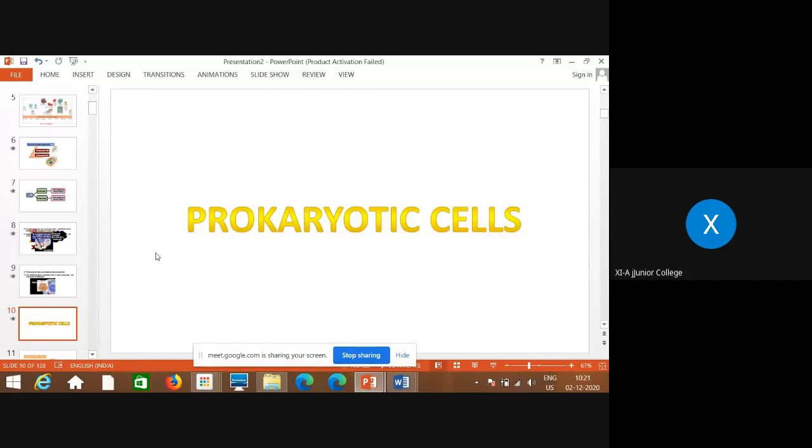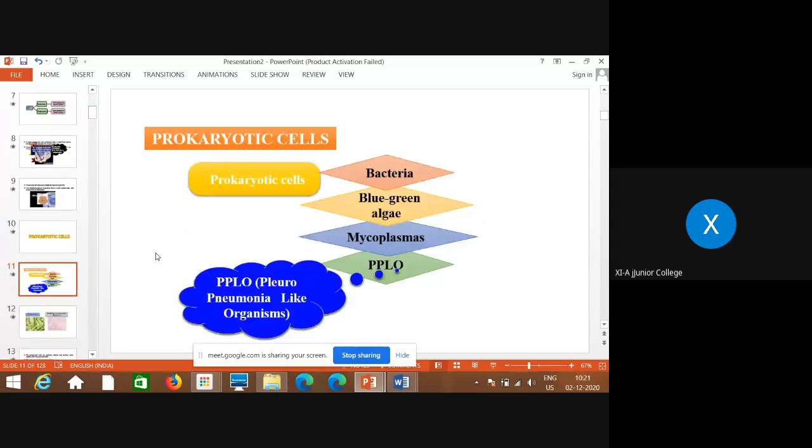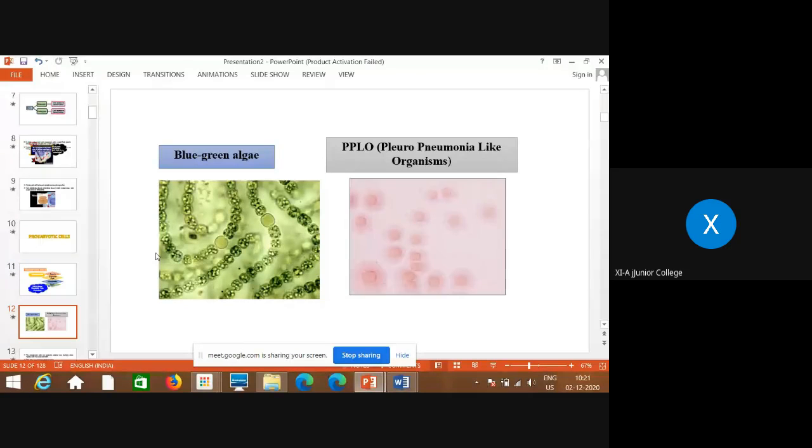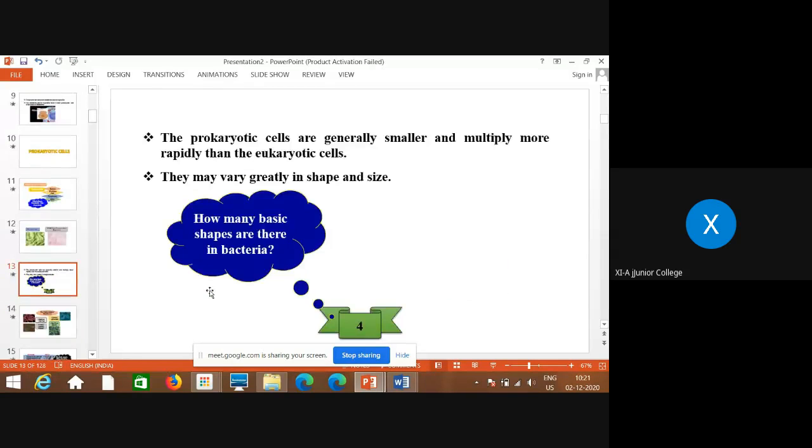Okay, beginning with the first category of cells, that is prokaryotic cells. What do prokaryotic cells include? They include bacteria, blue-green algae, mycoplasmas, and PPLO, that means Pleuropneumonia-like organisms. Now, they are very small, and how to differentiate them, we will see later. These are some of the examples. There are so many blue-green algae, which we are going to study later in detail.